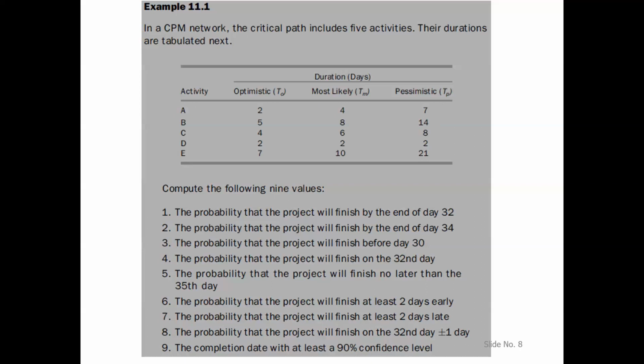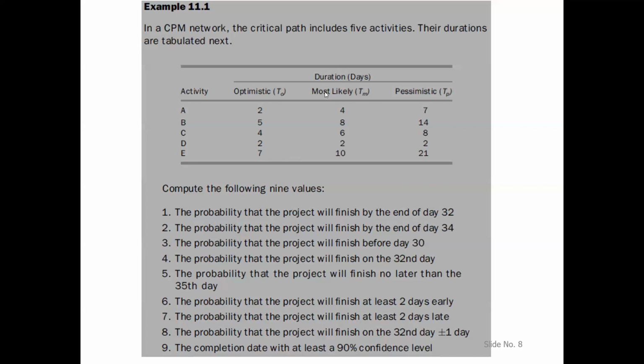Okay, given this data, and using the PERT technique, can we calculate different probabilities for this project? So for example, in this case, 9 different probabilities have been asked to calculate. And what are those 9 probabilities? So just see, for example, what is the probability that the project will finish by the end of day 32?